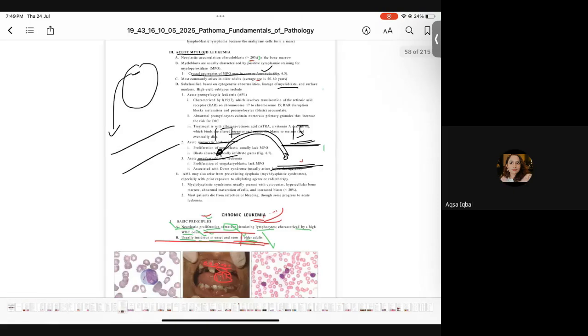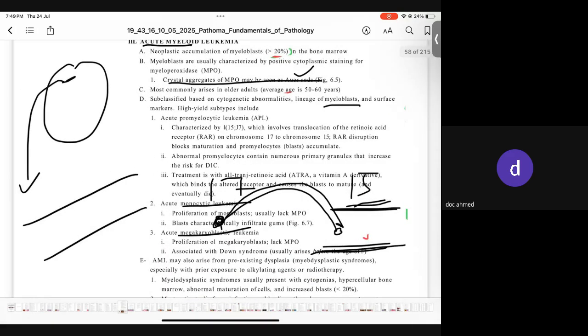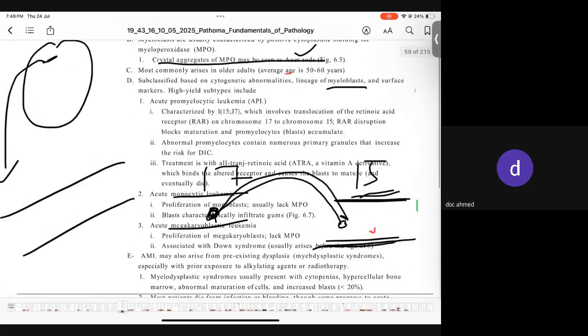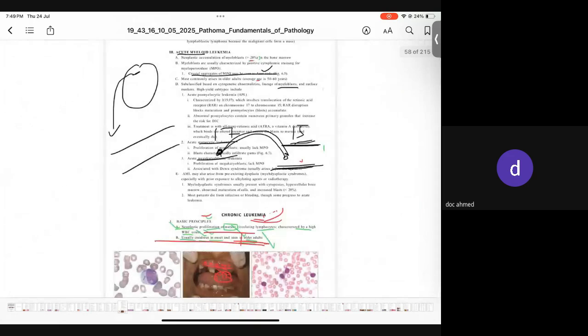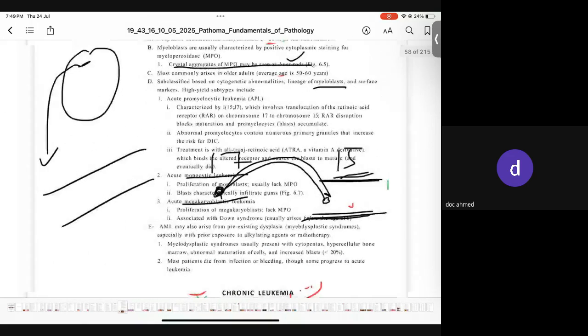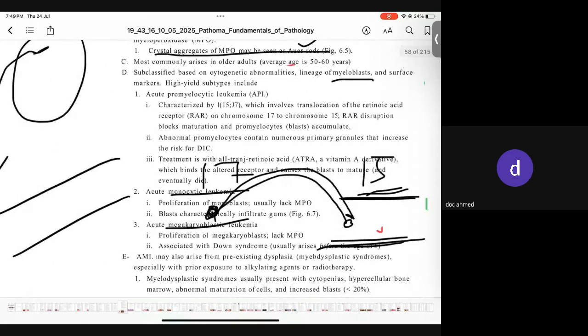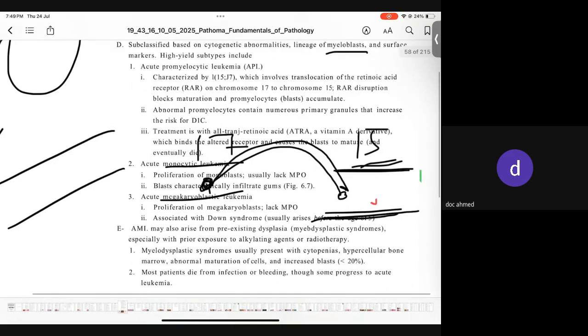Is that clear? As we discussed, this was our page. We discussed that sometimes these rods can just move out of the cell. It can cause DIC. The next one is acute monocytic leukemia.